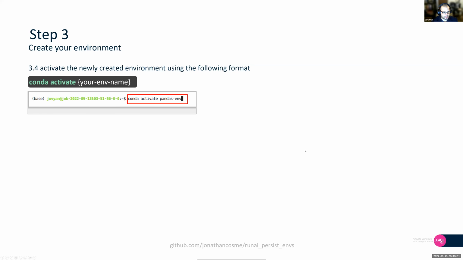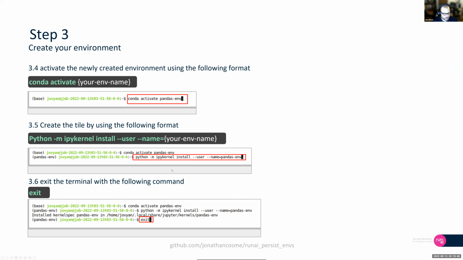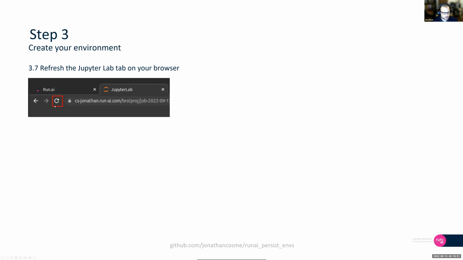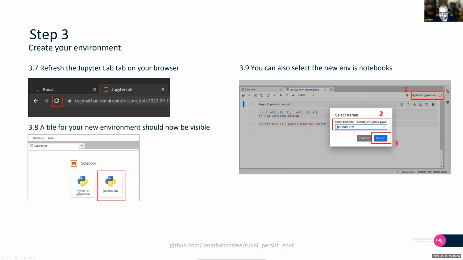Now, once we do that, we can activate the environment. And once we activate it, then we just run our command to install the kernel, which looks like this. And then we can just exit the terminal. And once we refresh the browser, we should be able to see the new environment visible, and we should also be able to select the environment from a dropdown in an existing notebook. So let's go ahead and do that now.